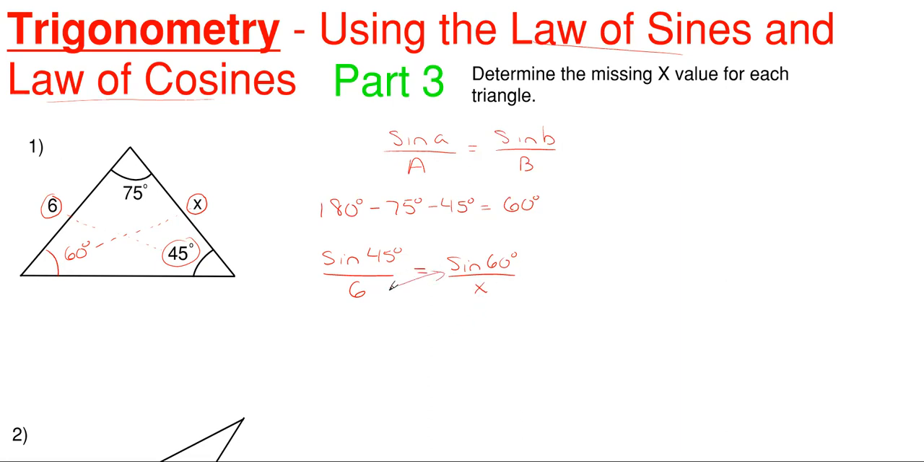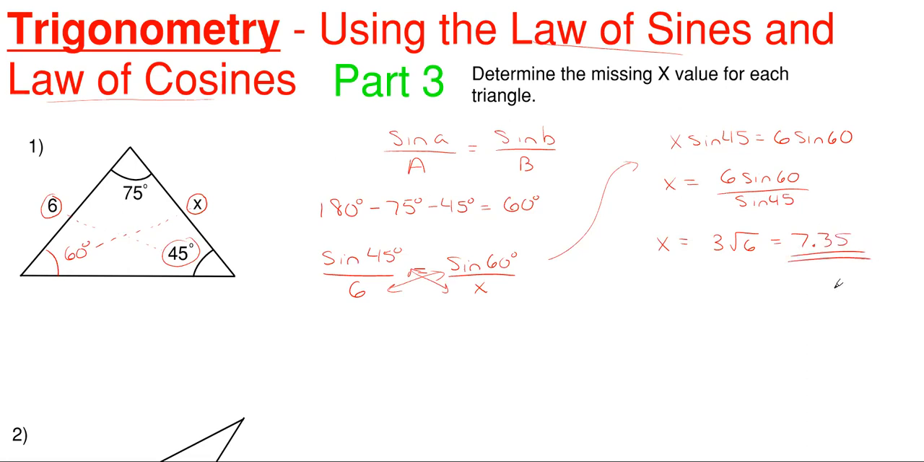So we can just cross multiply here, and we will end up with x times the sine of 45 is equal to 6 times the sine of 60. So x would just be 6 times the sine of 60 degrees divided by the sine of 45. And x would pop out to be exactly 3 square roots of 6, or you could write it as an approximation of 7.35. Just keep in mind that you have to have your calculators in degrees mode, not radians mode, when working these calculations.